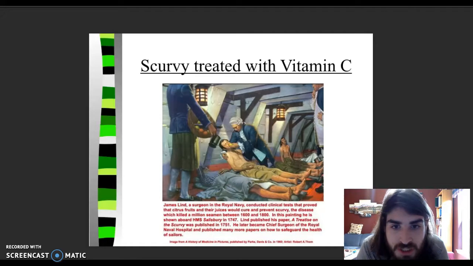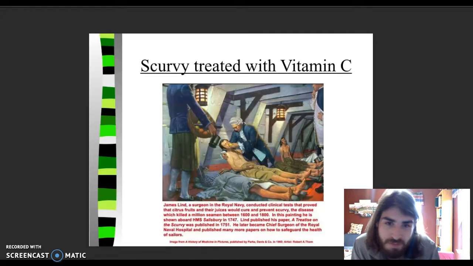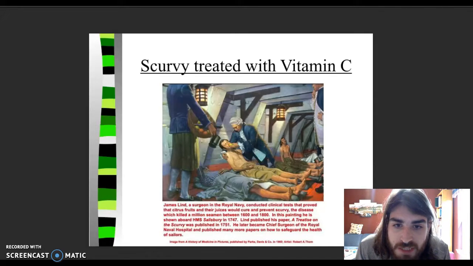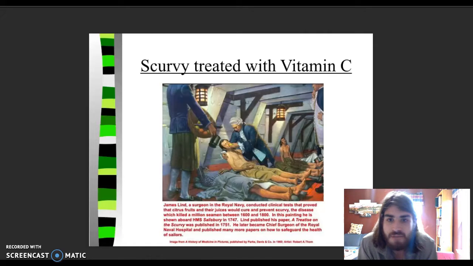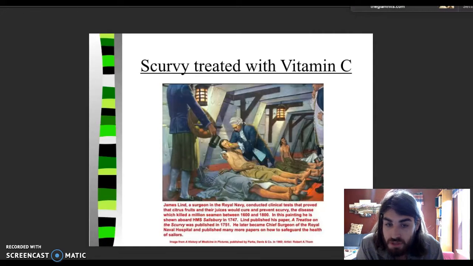But James Lind, a surgeon in the Royal Navy, conducted clinical tests that proved that citrus fruits and their juices would cure and prevent scurvy. The disease killed a million seamen, that is insane, between 1600 and 1800. In this painting, he is shown aboard the HMS Salisbury in 1747. Lind's paper, A Treatise on the Scurvy, was published in 1751. He later became chief surgeon of the Royal Naval Hospital and published many more papers on how to safeguard the health of sailors. So, really cool story, especially during that time period, of how to cure something like that.